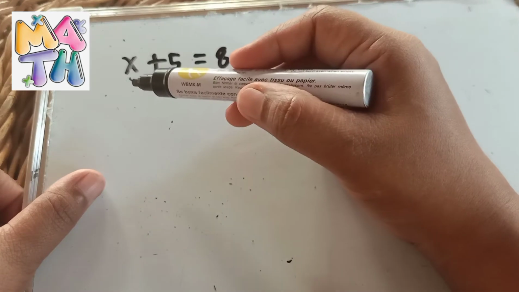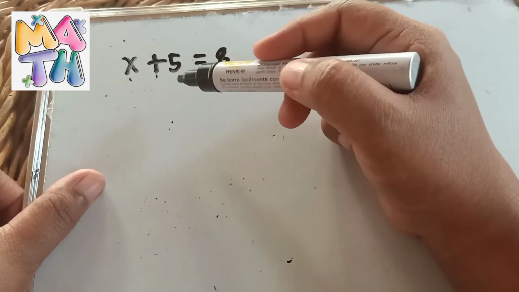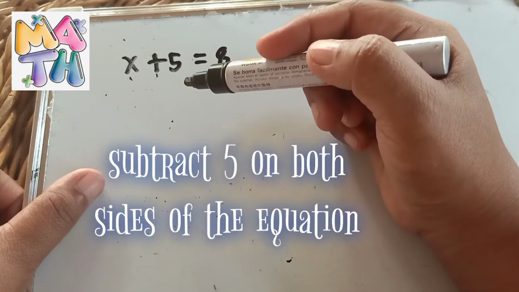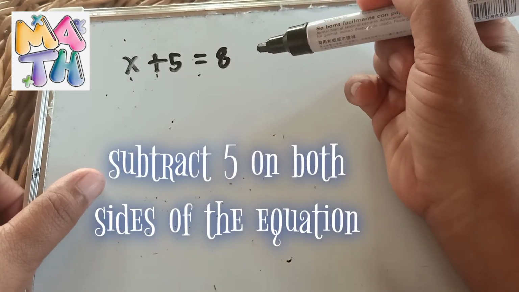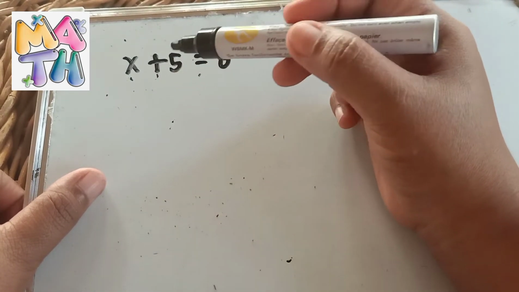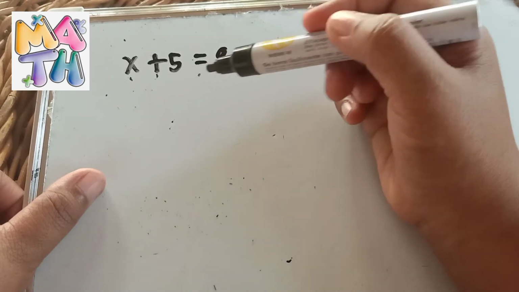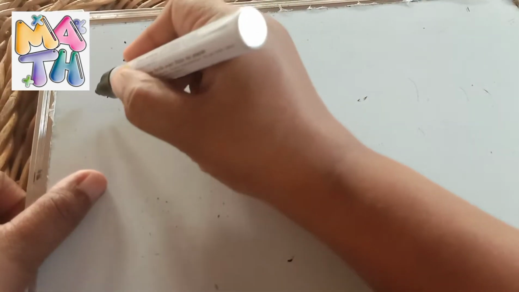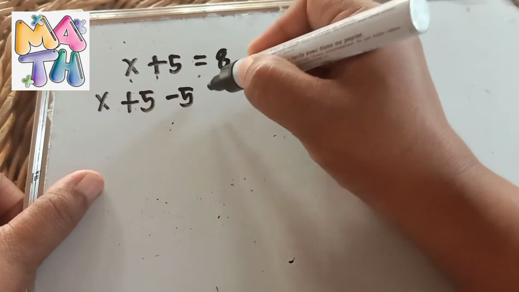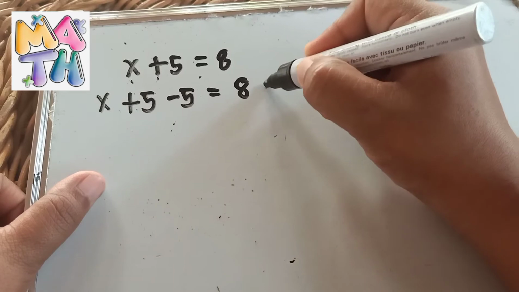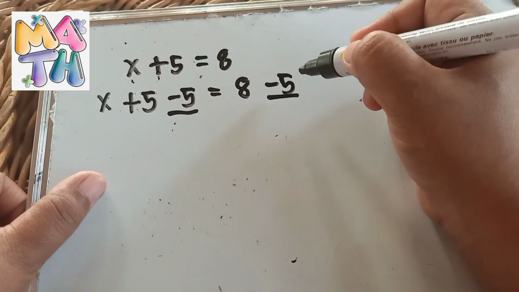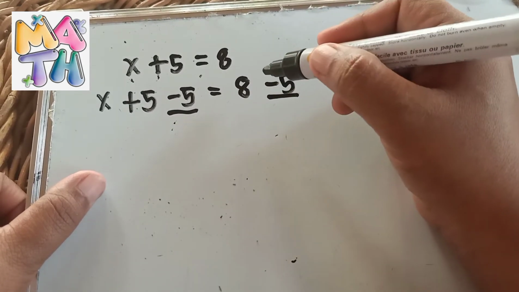So to isolate x, or to eliminate 5 here, since 5 is added to x, we are going to subtract 5 on both sides of the equation. Again, since you have plus 5, then we will do minus 5 to both sides of the equation. So you have here x plus 5 minus 5 is equal to 8 minus 5. As you can see, we subtracted 5 on both sides of the equation.